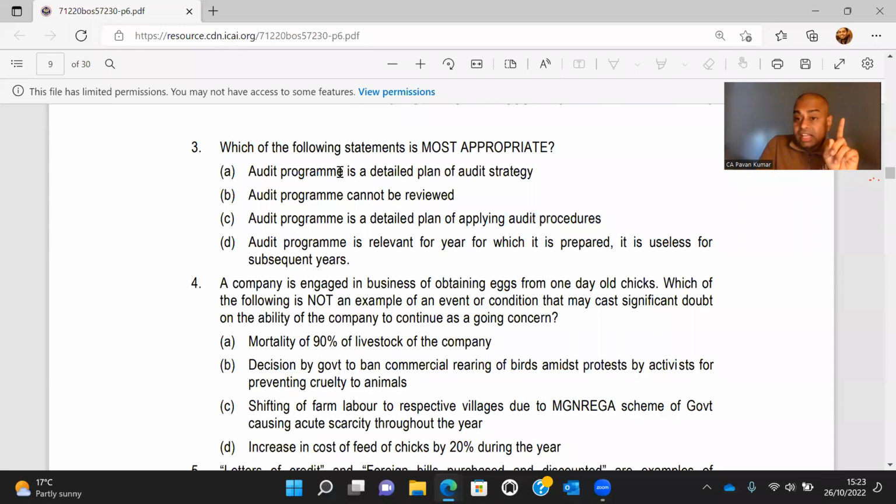Now, in A point, if it is audit plan extends audit strategy, if that is given, yes, A is also correct. But A here is wrong because program is not a detailed plan of strategy. First, you will develop strategy. Strategy gives you the scope and overall direction that will be elaborated in the plan. Then it will lead to audit program. So first one to be prepared is audit strategy. Second one to be prepared is a detailed audit plan. Third one to be prepared is audit program. So A is wrong. So what is the correct answer? C.